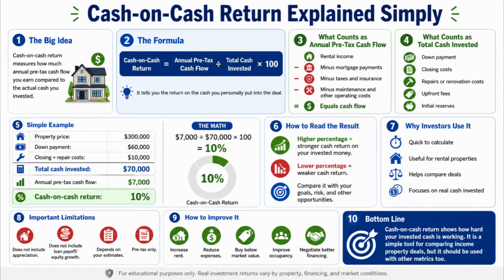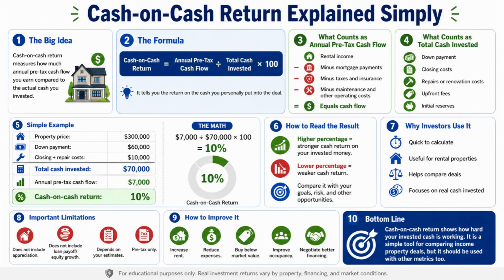Next, you need to calculate total cash invested. This usually includes your down payment, closing costs, repair or renovation costs, upfront fees, and initial reserves. In other words, it is the real money you put into the deal at the beginning. Now let's look at a simple example. Imagine a property costs $300,000. You make a $60,000 down payment and spend $10,000 on closing and repair costs. That means your total cash invested is $70,000.